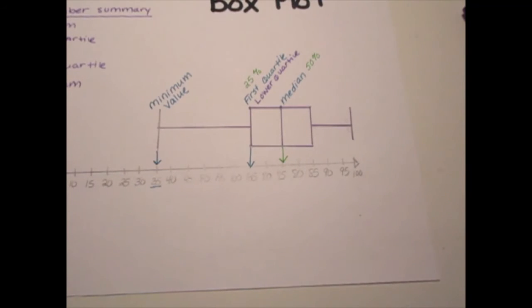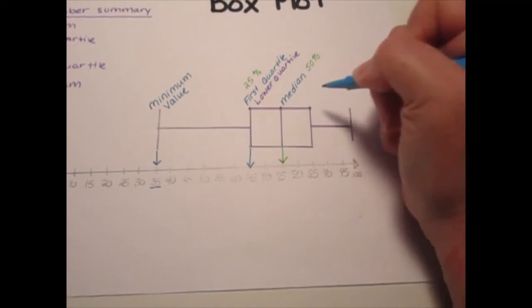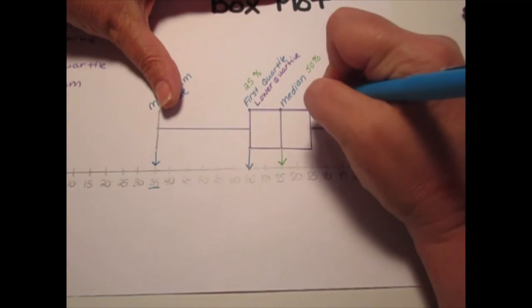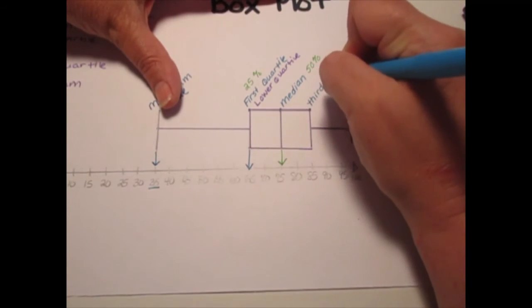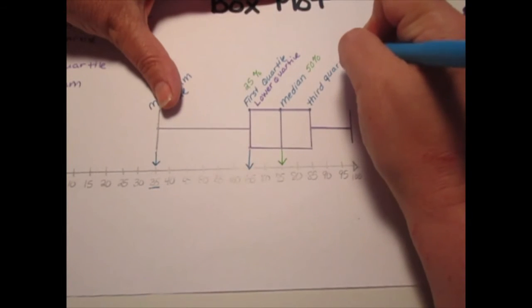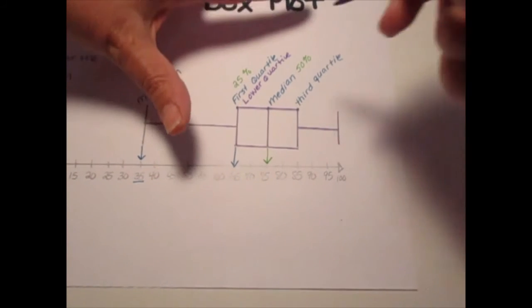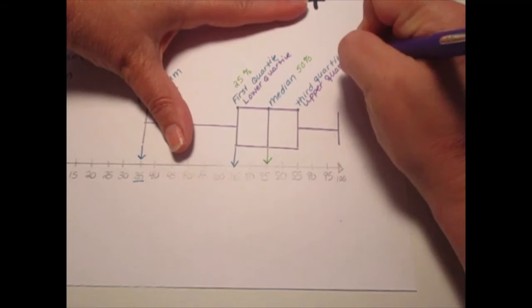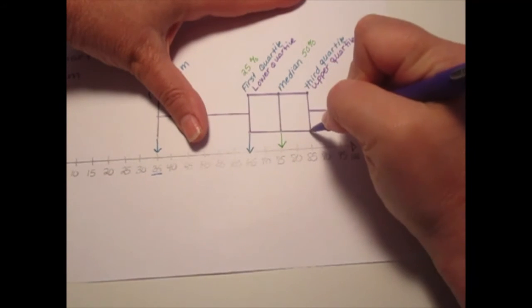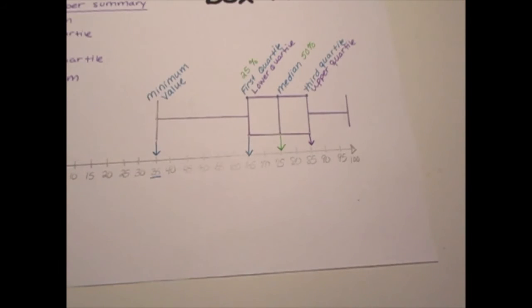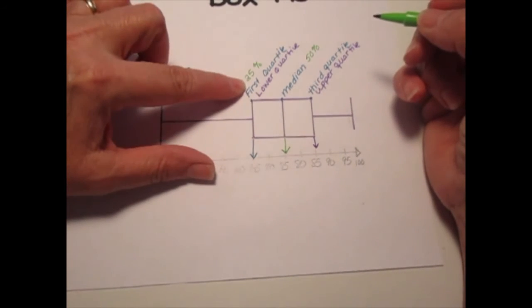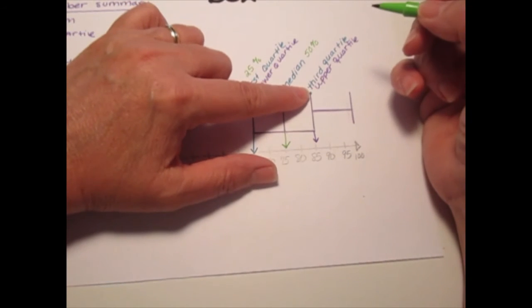Okay, my third part of the box right here is my third quartile. Also known as my upper quartile. So that means that 85, a score of 85%, represents my upper quartile. Okay, and now think about this. If this is 25% and this is 50%, can you guess what this one might be?